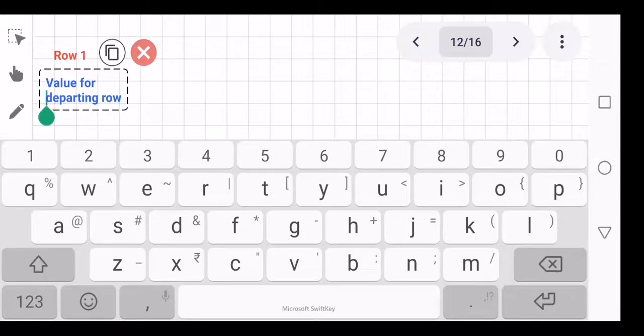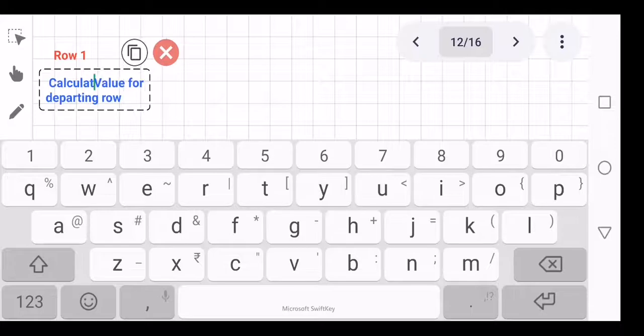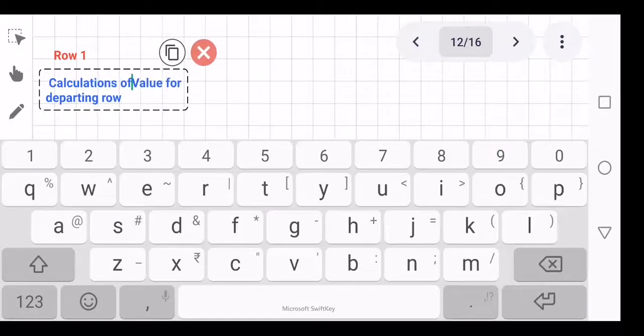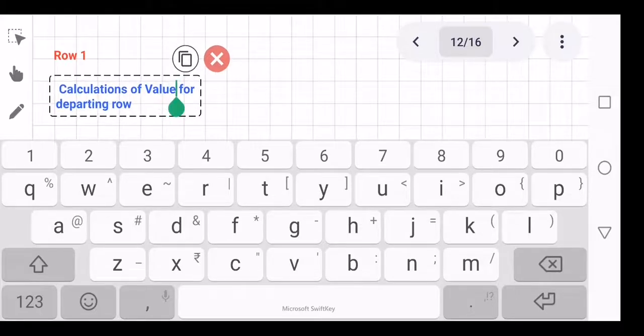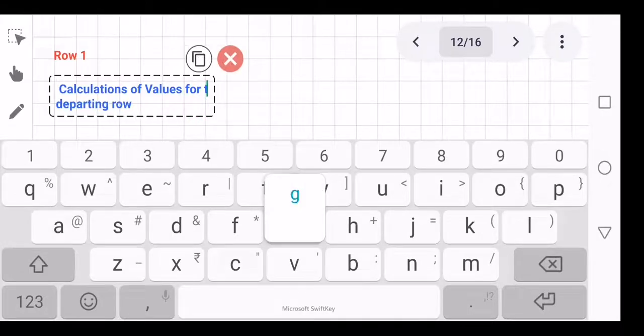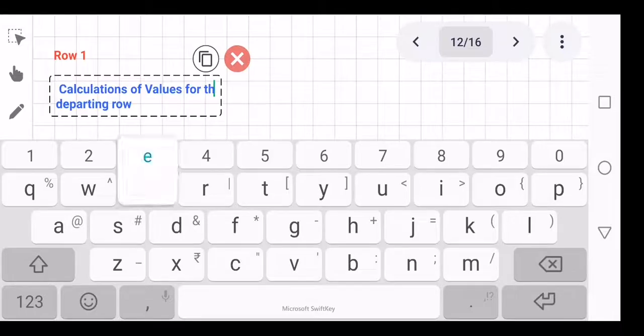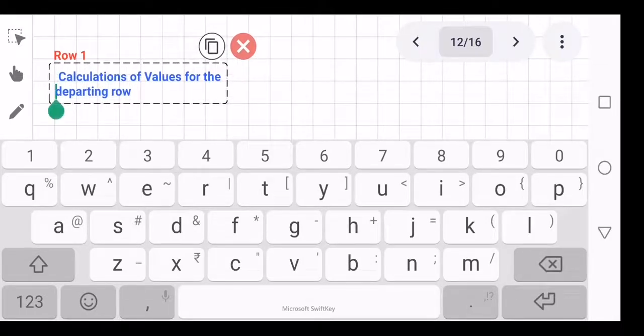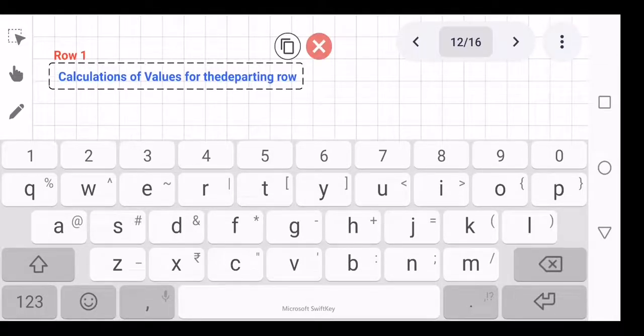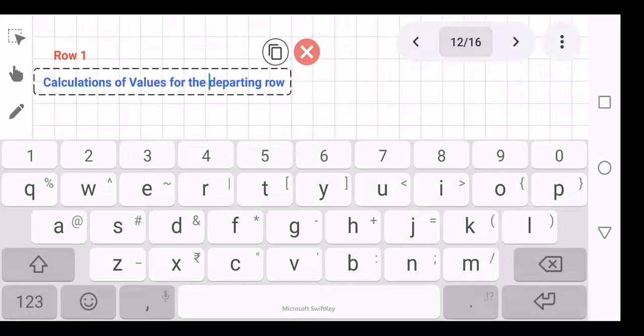Okay. Calculation of values for the departing row. So why this particular formula? There are two ways of calculating. For the departing row the calculation is different, and for the other rows the calculation will be different. That's why I have given this heading: calculation of values for the departing row.